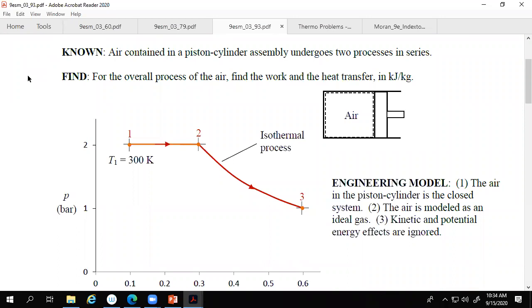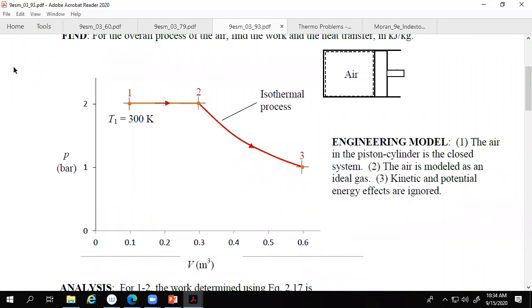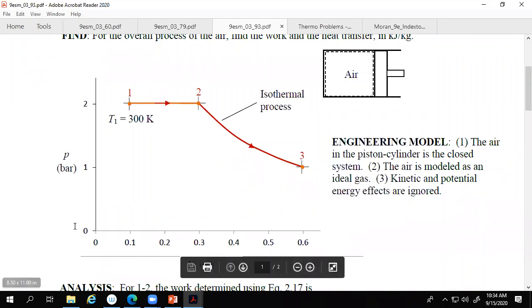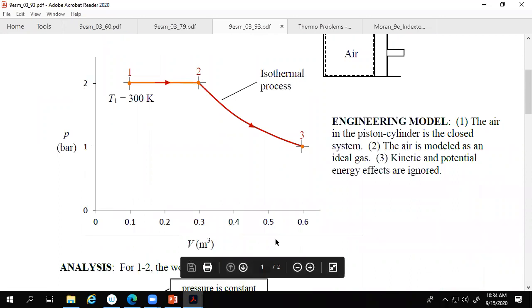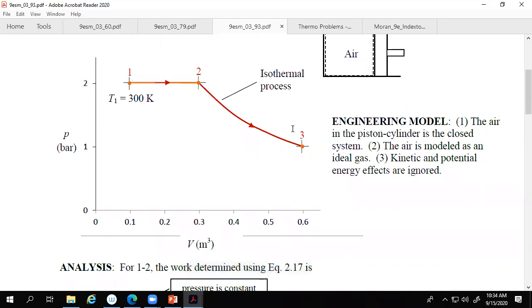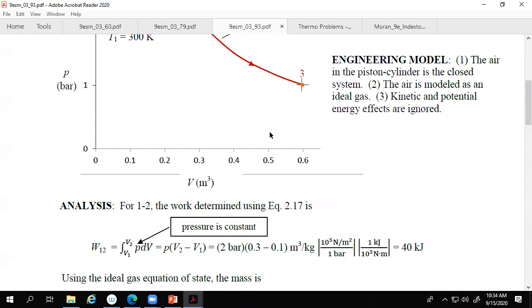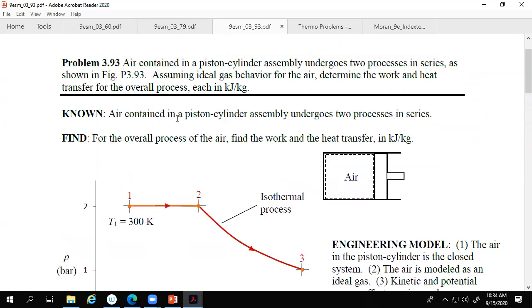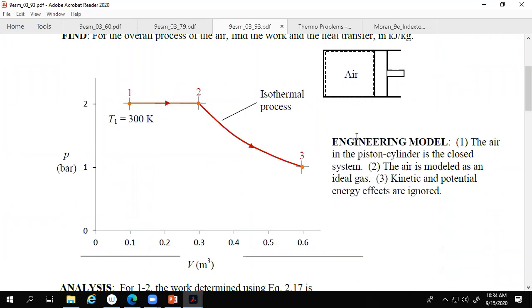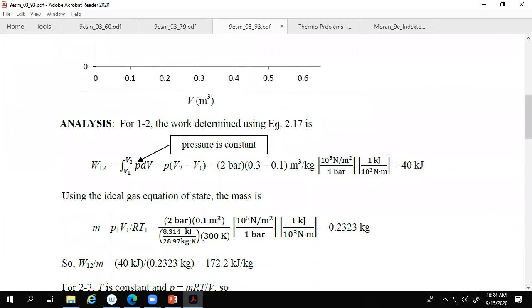Okay, known, find, stuff. So there's our processes. So we got P, and this is total volume. So we're constant pressure to here, and then we have an isothermal process to here. Okay. So let's take a look. Well, and let me see what we're asked to. We want to find the work in the heat transfer. So obviously we're going to have to find the work.